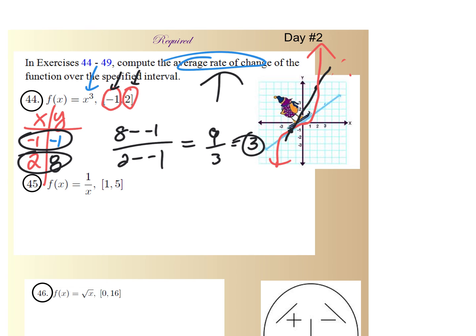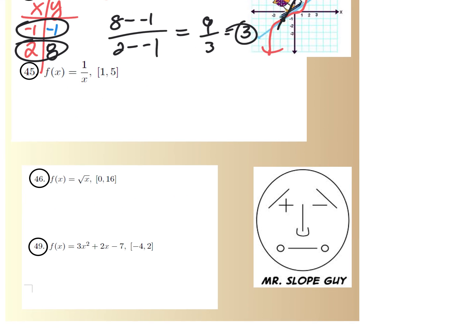That makes sense to you? All right. This next one, XY chart. If you understood that, you'll be able to tell me the 2 points. Once you get the 2 points, it's easy to find the slope.